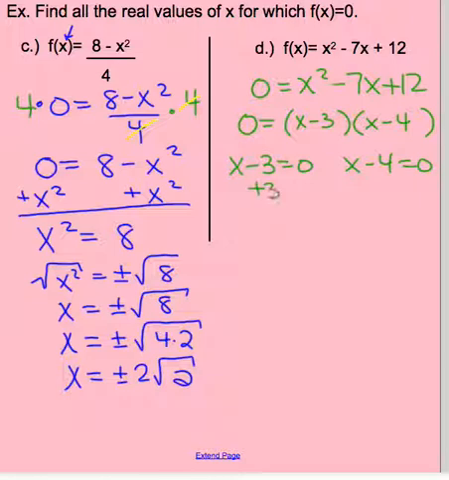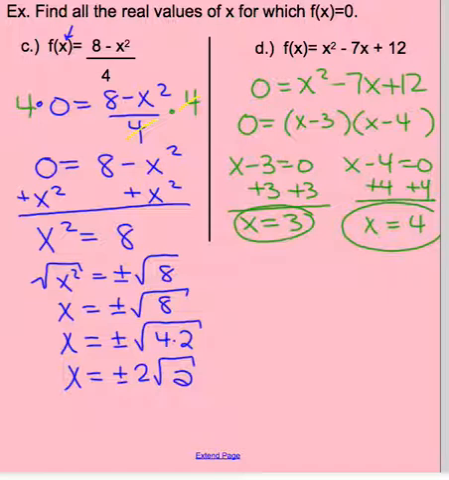So I'm going to add 3 to both sides. So one of the zeros is 3. Add 4 to both sides. Most of you probably do this part in your head, but that's fine. And that's your other 0. So your two answers for that problem are x is 3 or x can be 4.